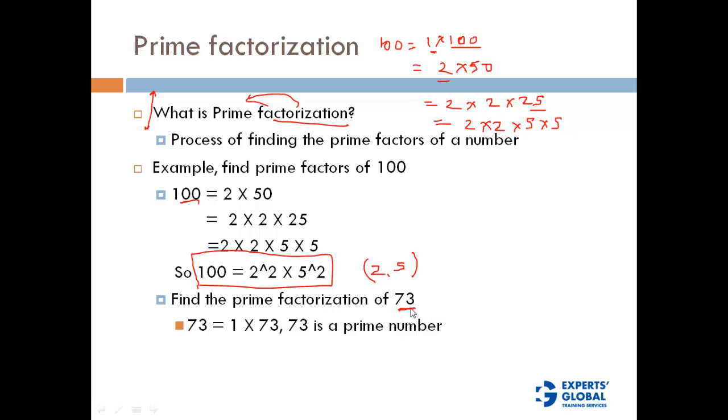Another example, prime factorization of 73. 73 in itself is a prime number. So there is only one way we can express 73, 1 into 73. So the prime factorization of a prime number is like this: 1 into the same prime number.